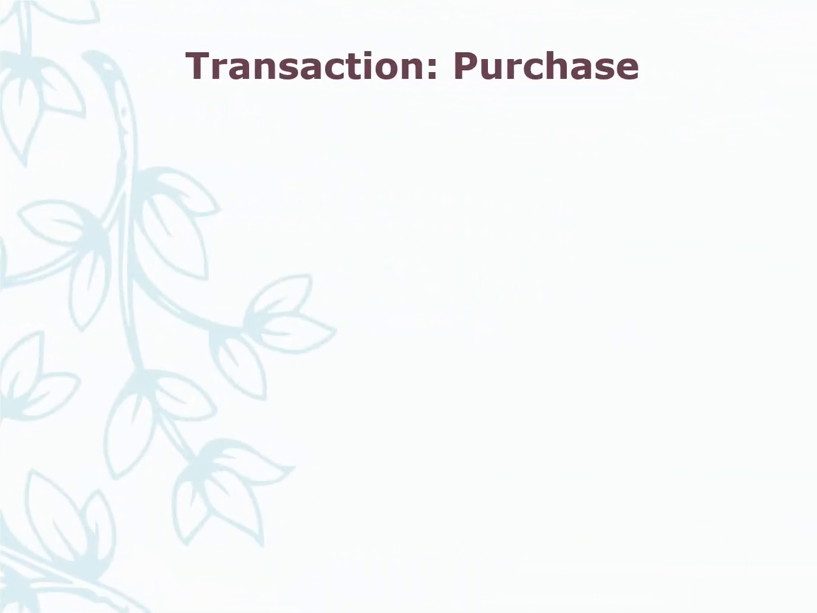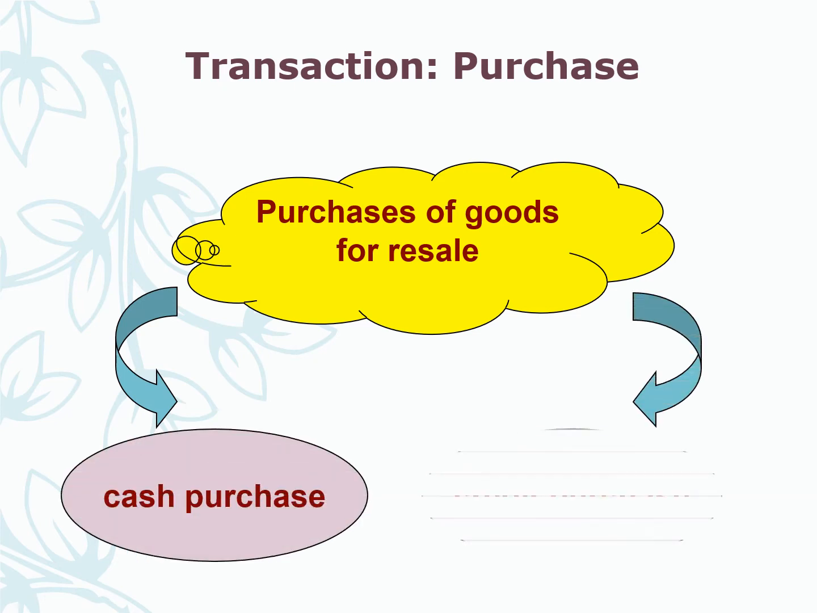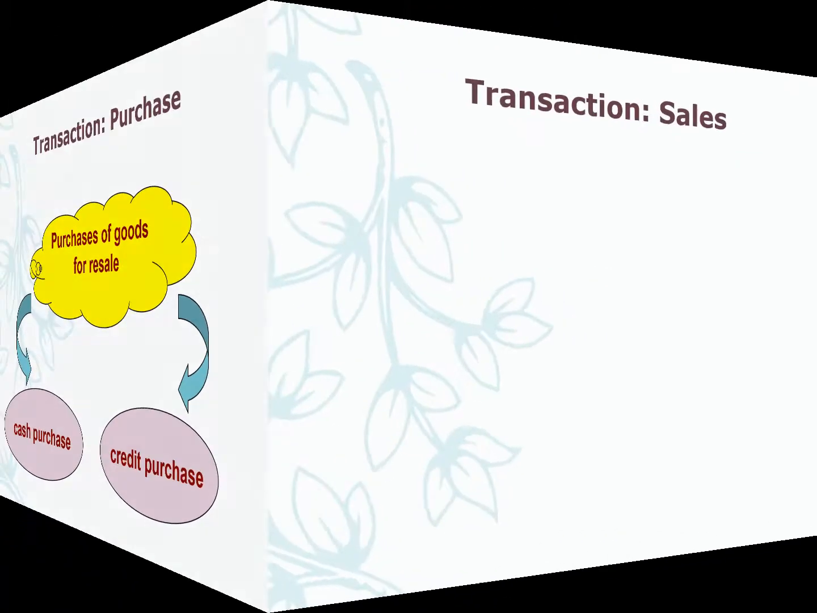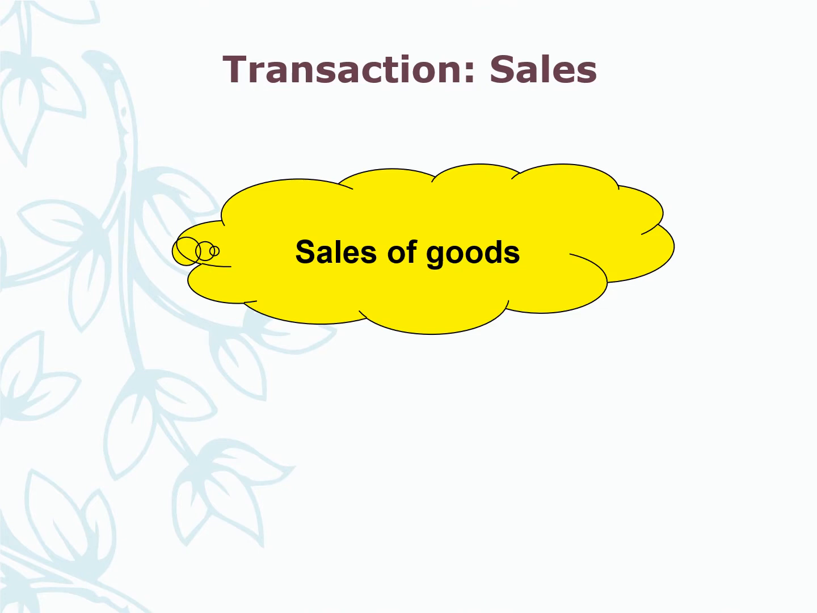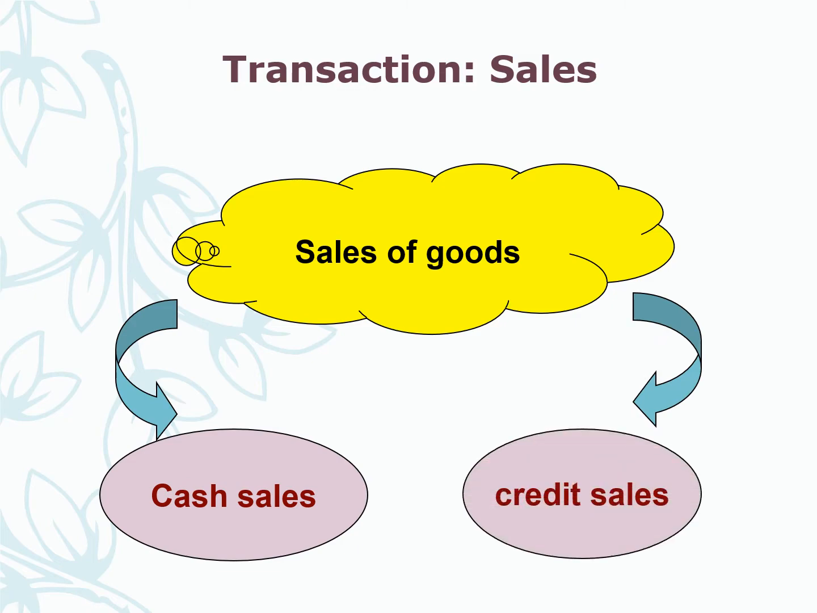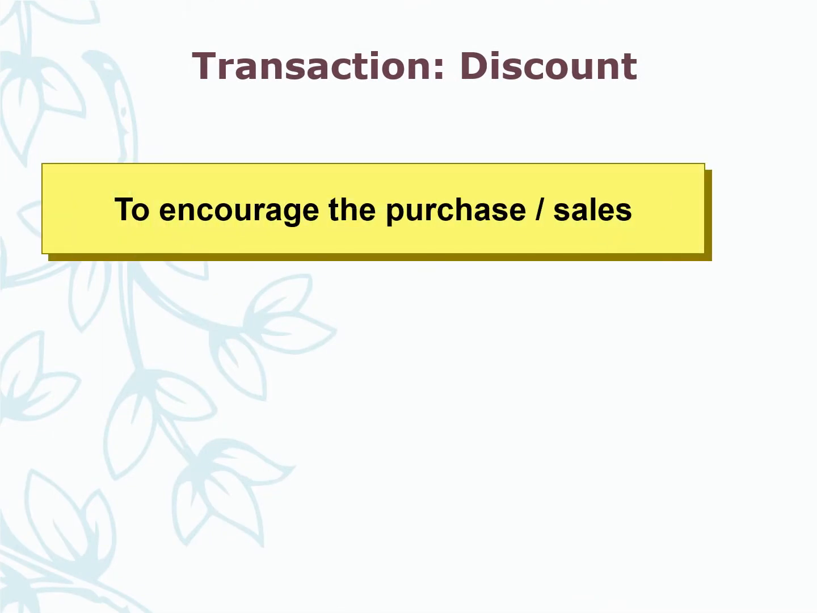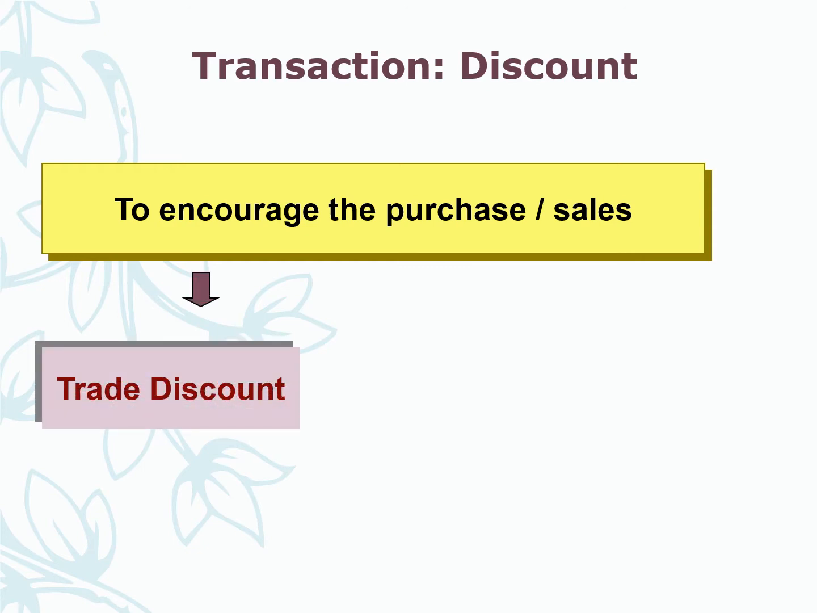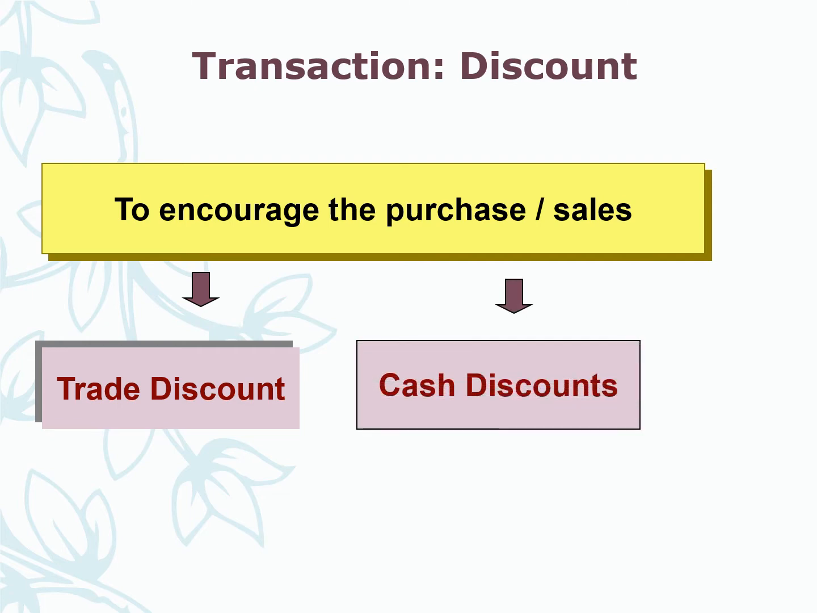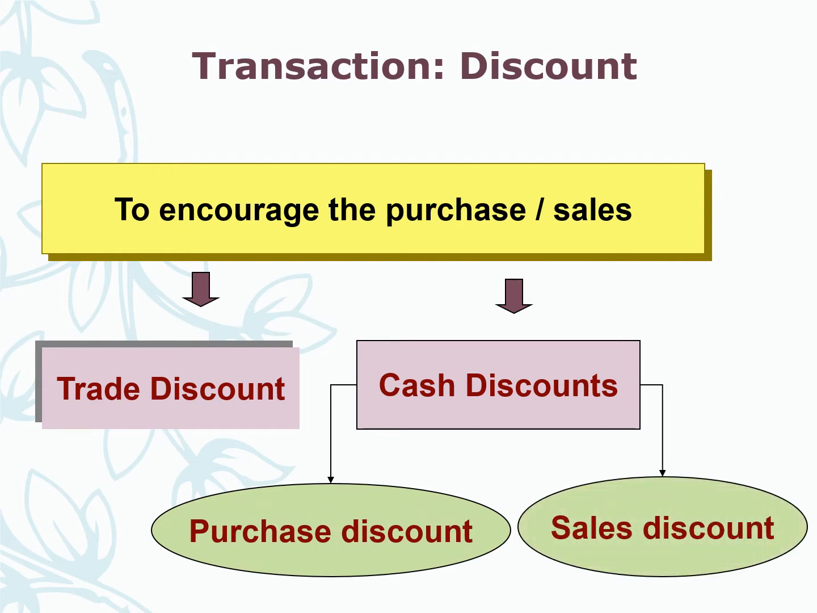Purchase. The term purchase is used for purchases of goods or merchandise for resale. There are two types of purchase, that is cash purchase and credit purchase. Sales. The term sales is used for sales of goods or merchandise. There are two types of sales. First is cash sales and the second one is credit sales. Discount. Discount is given to encourage the purchase or sales. There are two types of discount. First is trade discount and the second one is cash discount. The cash discount involves purchase discount and sales discount.